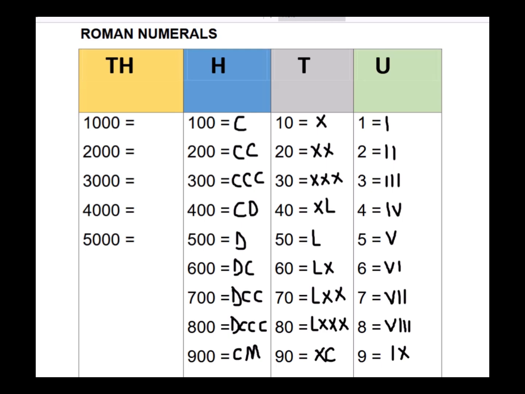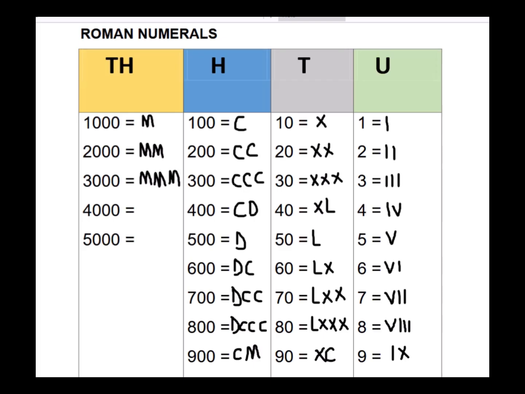We have M for 1000, MM for 2000. We have 3000, that will give MMM.